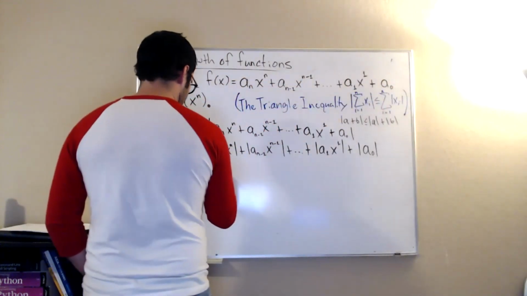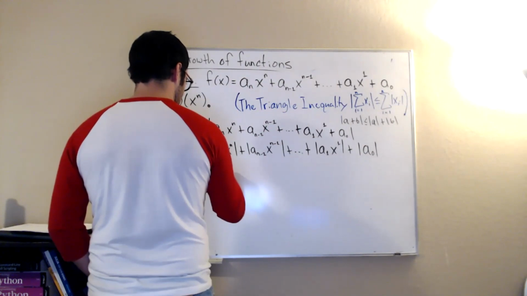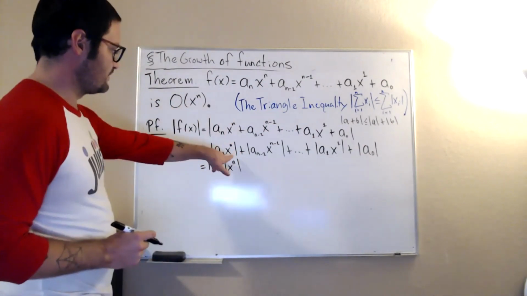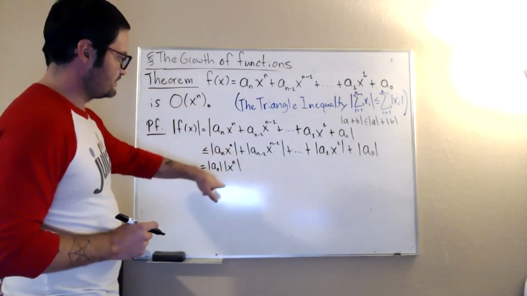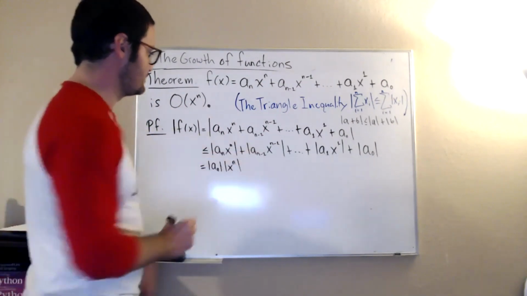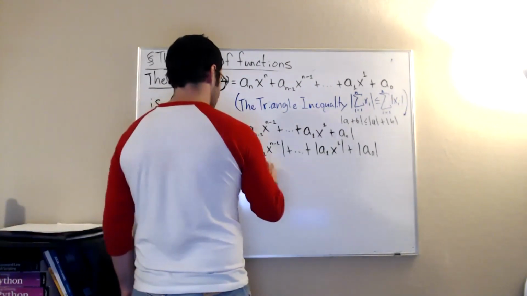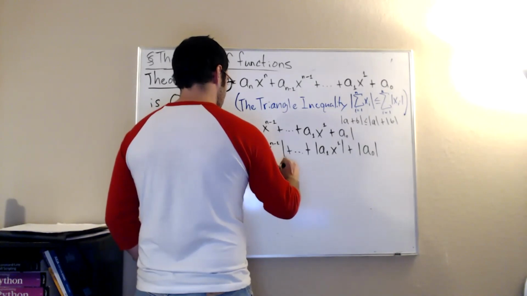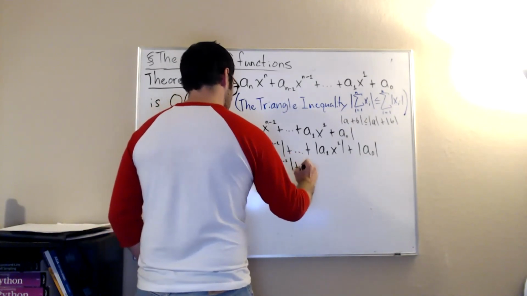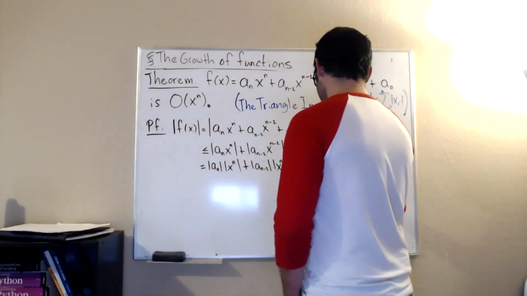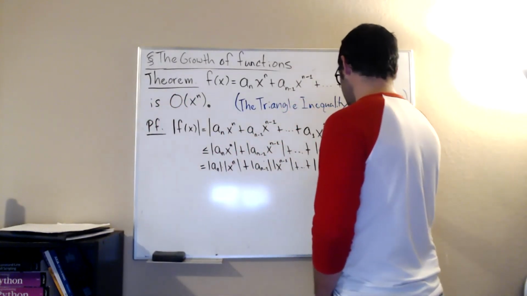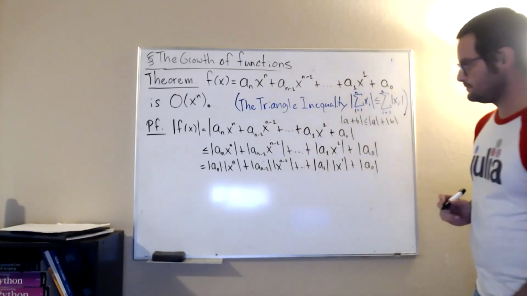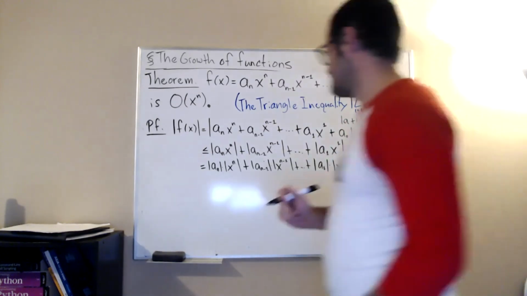Okay, but now this is equal to, so each piece we can write like this. I said this before: the absolute value of the product is equal to the product of the absolute values for each of these pieces. All right, so we're getting somewhere now.